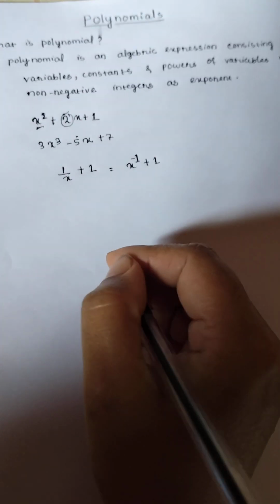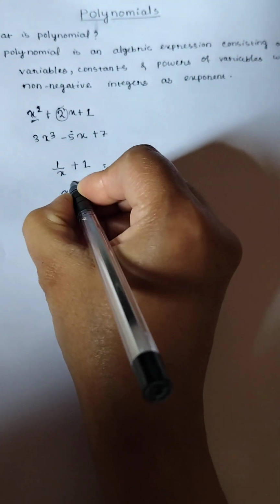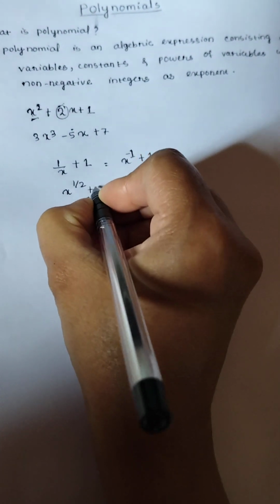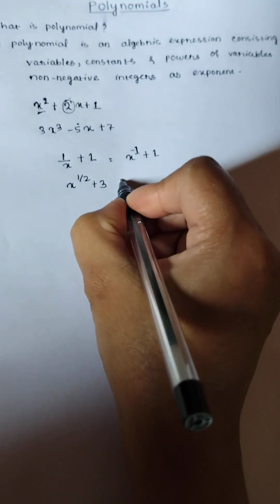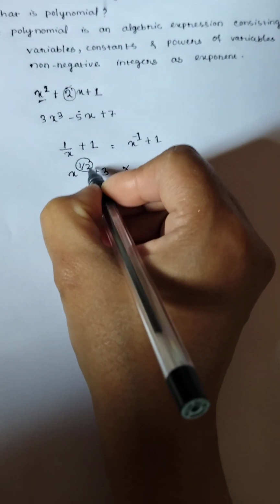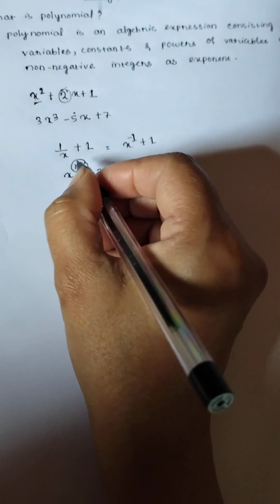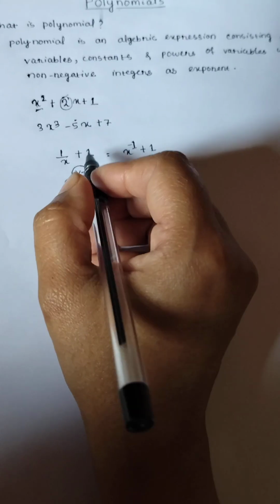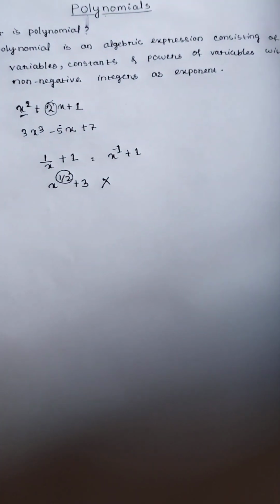For an example, x to the power 1 by 2 plus 3. This is also not a polynomial because here the power is a fraction. So for polynomial the exponent should be a positive whole integer. Okay, positive integer.